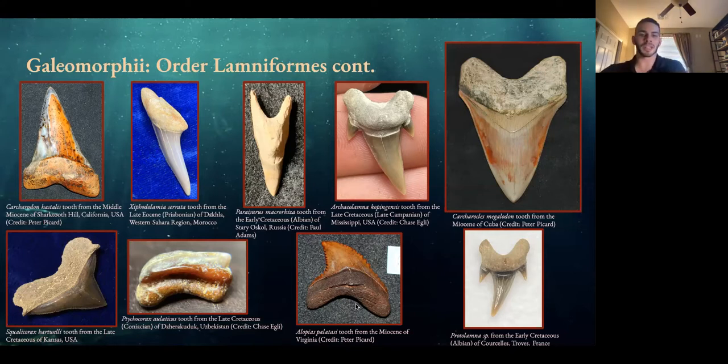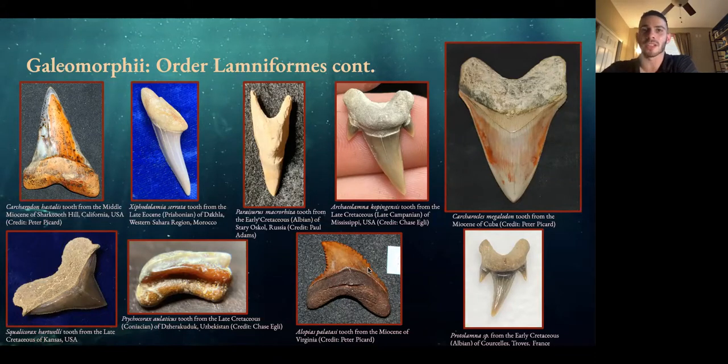So this is Alopias palatasi from the Miocene of Virginia. This is a beautiful tooth, by the way. These are probably one of the most sought after lamniform teeth, or teeth in general. But these developed from the giant thresher, Alopias grandis. However, they have serrations, and we can actually track down the transition between serrations. With this, we can find transitional teeth of Alopias transitioning into palatasi.